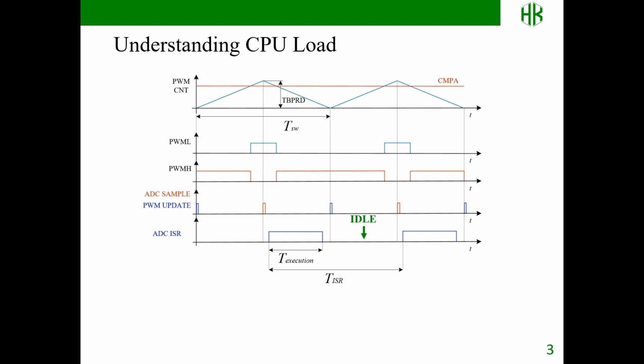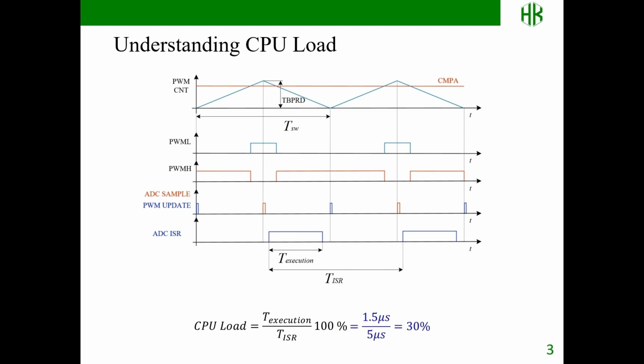Now we can define CPU load. CPU load simply tells us how much of the available interrupt period is occupied by software execution. Mathematically, it is defined as the ratio between the interrupt execution time and the interrupt period, multiplied by 100%. In this example, the interrupt execution time is 1.5 microseconds, while the interrupt period is 5 microseconds. Therefore, the CPU load is 30%.